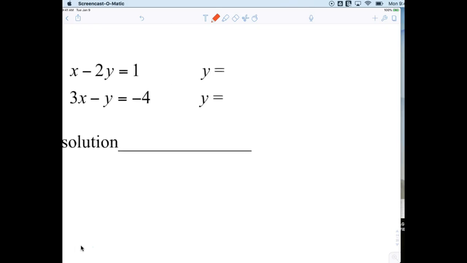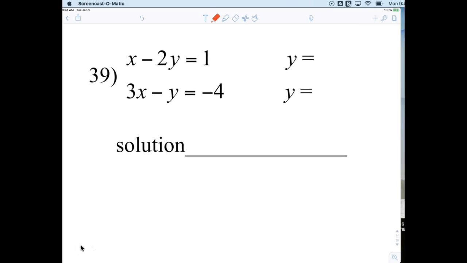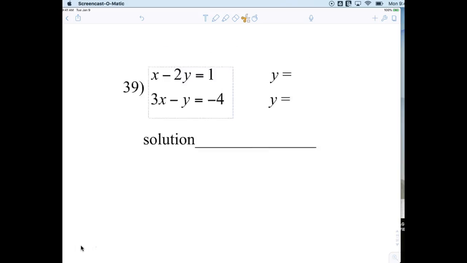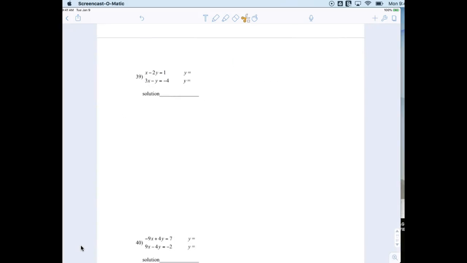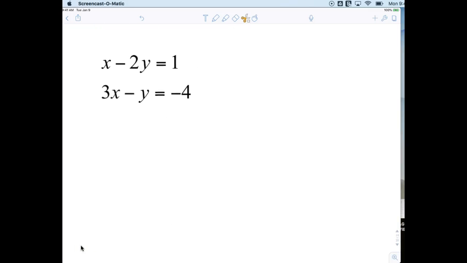All right, for question 39, someone give me some advice here. What could I do? You can multiply the top by -3. Perfect, that's what I would do. I would multiply the top by -3, so I'm just going to move it down here, and then let's see what happens. That becomes -3x plus 6y equals -3, right?